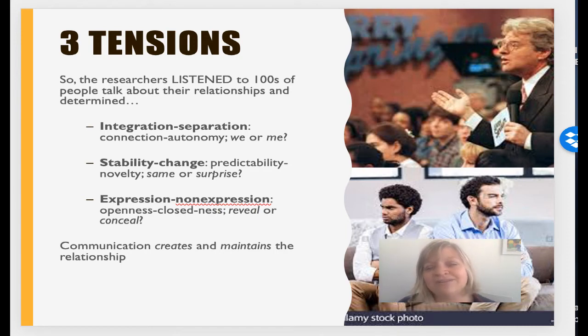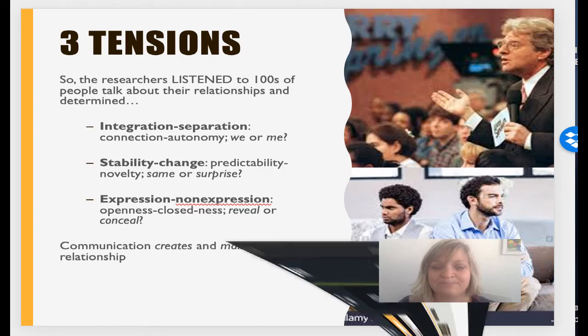Connection and autonomy also you can think about in terms of ways in which the relationship plays out. Do we do everything together, or is it fine to take days, nights, weekends, months to ourselves? Do we always have to know where the other individual is, or is it fine to go ahead and maintain that distance, that separate autonomous identity?